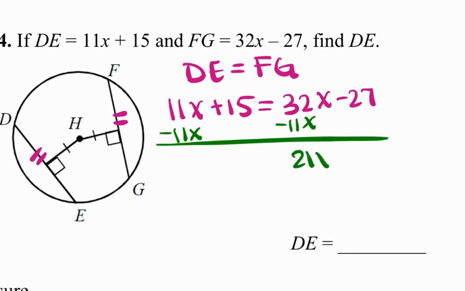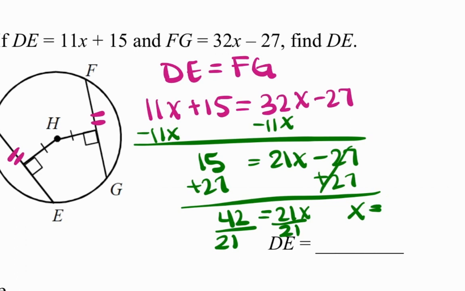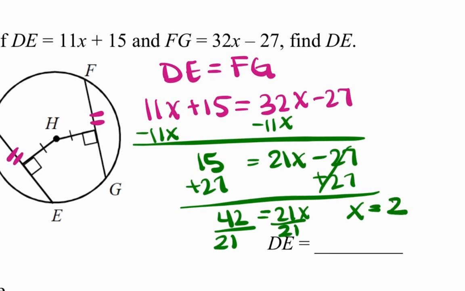So we get 21x. Bring everything else down. And then we want to add 27 to both sides. So we get 21x equals 15 plus 27, which is 42. Divided by 21. X equals 2. But we're not done.